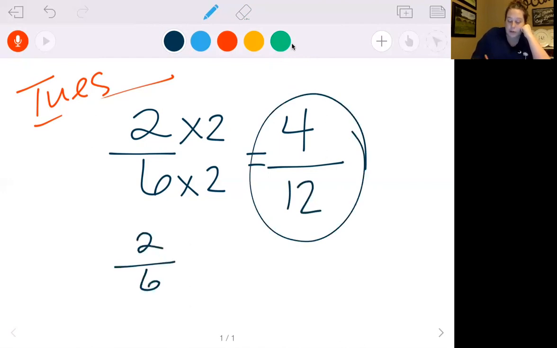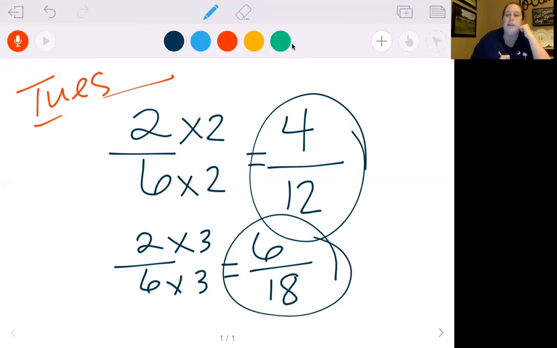Let's do another one with 2/6. Say I chose to multiply it by 3 this time. 2 times 3 is 6. 6 times 3 is 18. That's another equivalent fraction. Equivalent just means that if I were to reduce them, they would all reduce to the same thing. We're not there to reducing just yet, but equivalent fractions, just know how to do those.